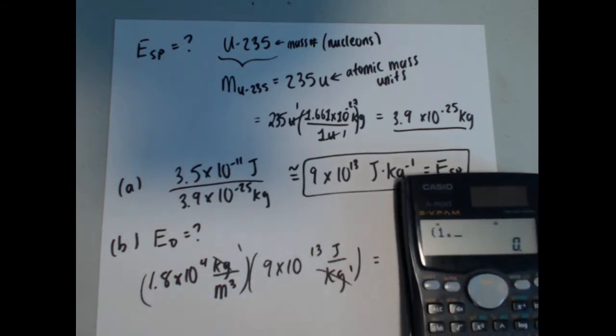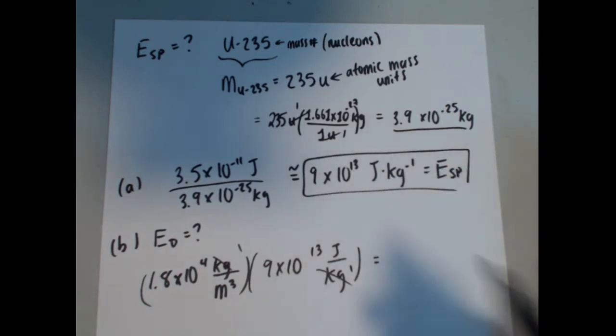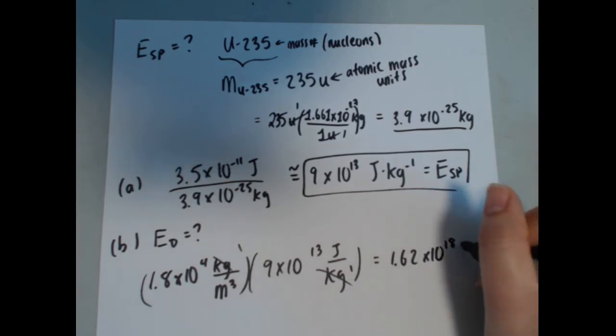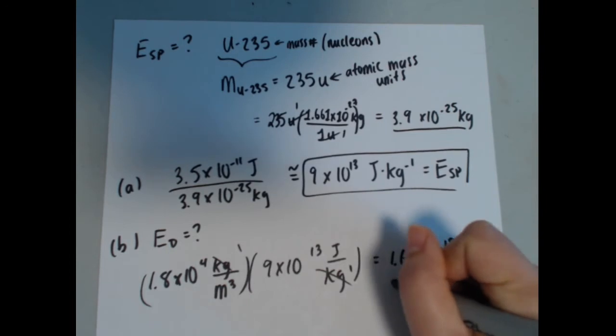Okay, so multiplying these two numbers together, 1.8 times 10 to the 4 times 9 times 10 to the 13, I get 1.62 times 10 to the 18. And that is joules per cubic meter. So that's the energy density.